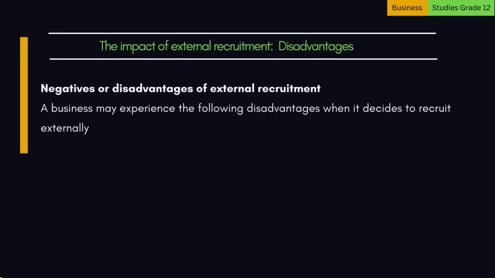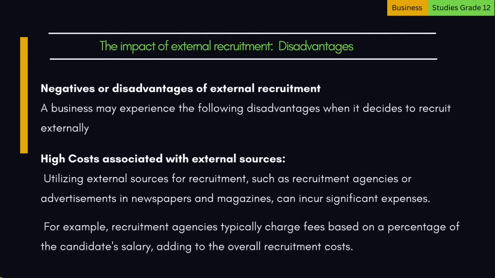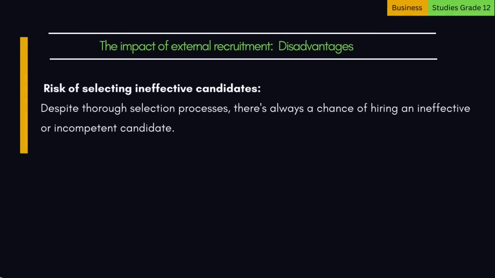Negatives or disadvantages of external recruitment. A business may experience the following disadvantages when it decides to recruit externally. 1. High costs associated with external sources. Utilizing external sources for recruitment, such as recruitment agencies or advertisements in newspapers and magazines, can incur significant expenses. For example, recruitment agencies typically charge fees based on a percentage of the candidate's salary, adding to the overall recruitment costs.